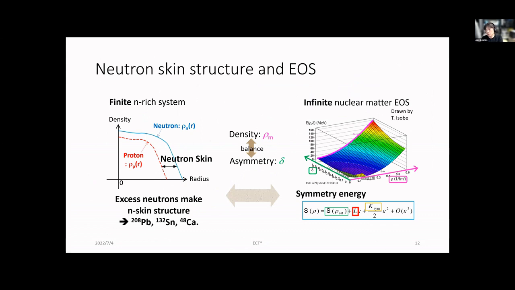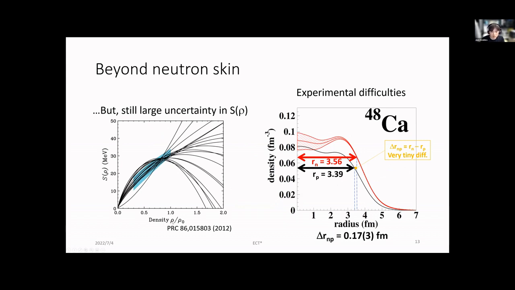From the density information, we can know the neutron skin structure, which is very related to the nuclear matter equation of state, especially the symmetry energy. For this study, usually doubly magic nuclei are used, like lead-208, calcium-48 or tin-132, but this one is unstable. Here I showed the experimentally constrained region of the symmetry energy. Still, it has a large ambiguity at the saturation density region.